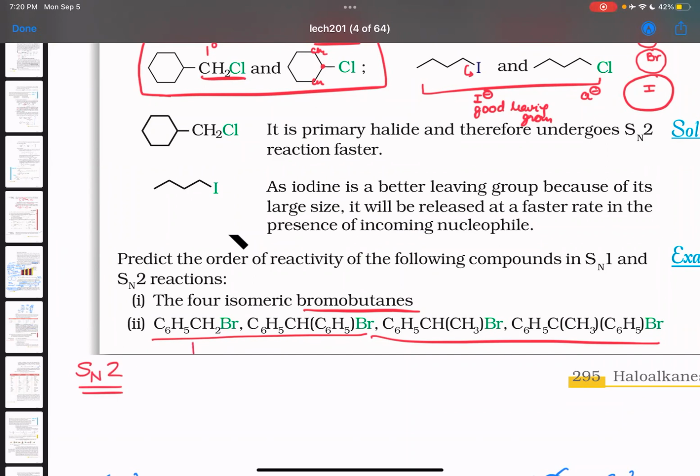I will give them a sign: P, Q, R, S. Okay, you need to tell me the fastest first.